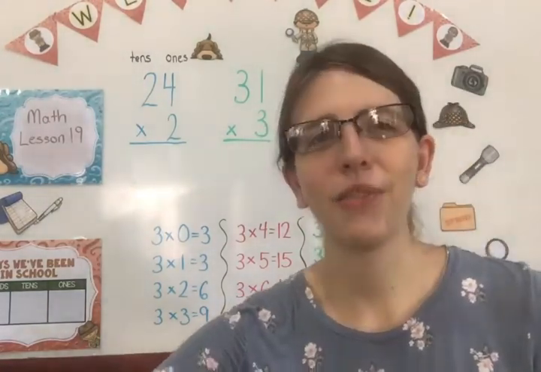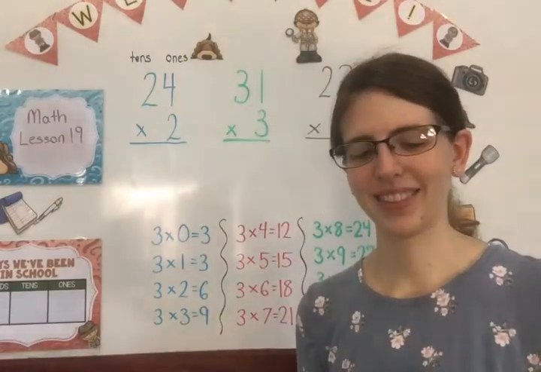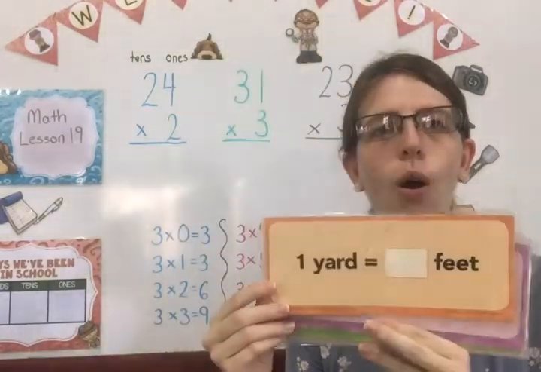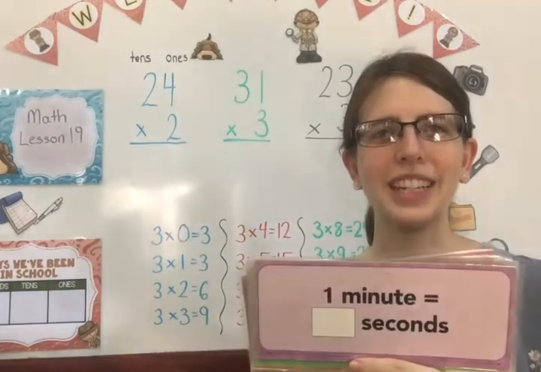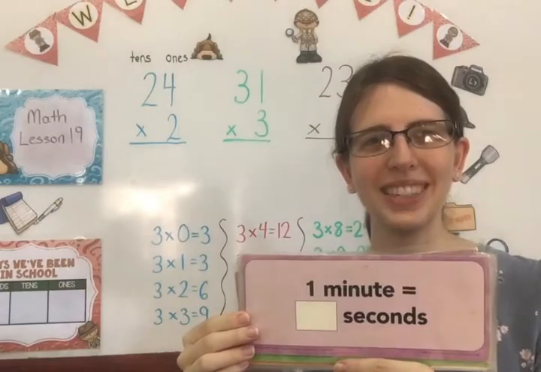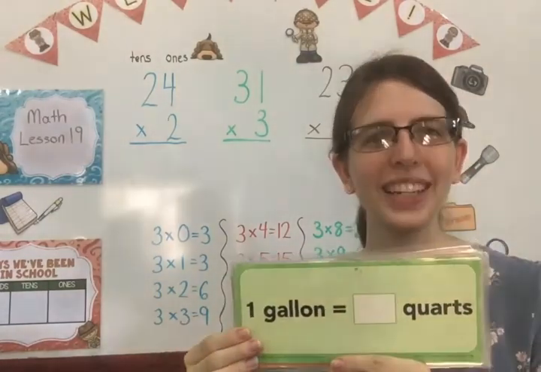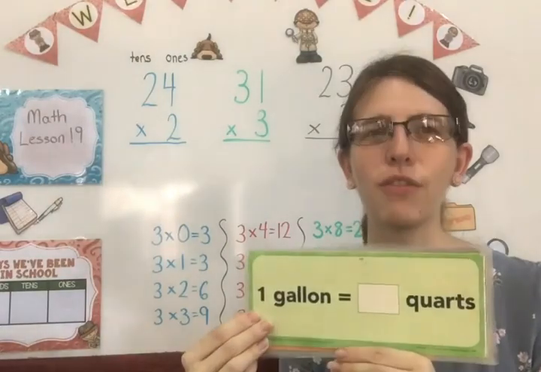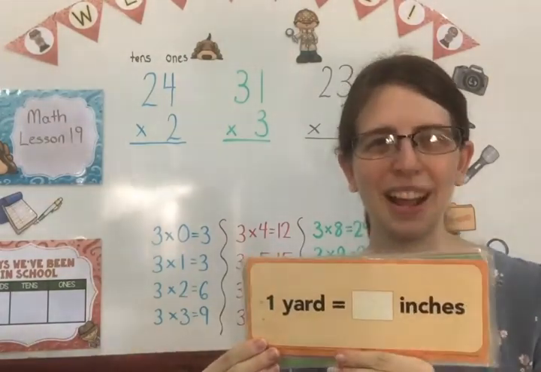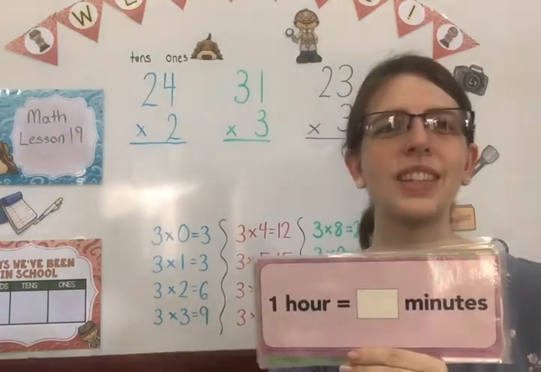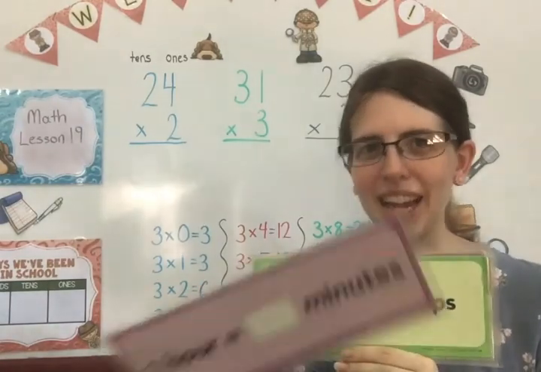We're going to start off with our measures, just like always. Here we go. 1 yard equals 3 feet. 1 minute equals 60 seconds. 1 gallon equals 4 quarts. 1 yard equals 36 inches. 1 hour equals 60 minutes.